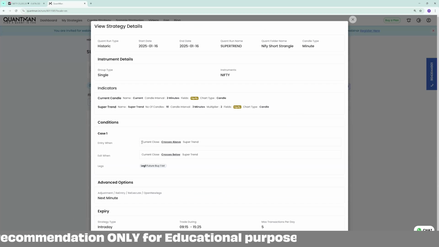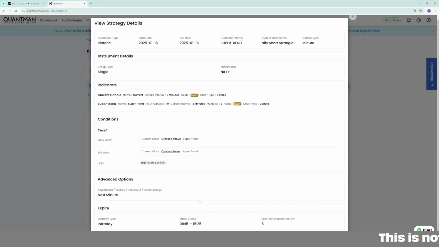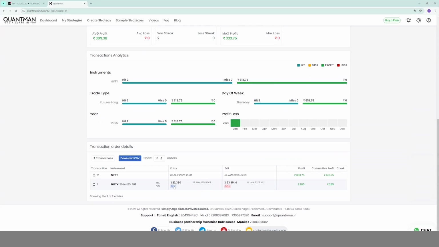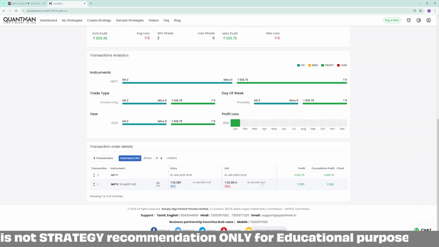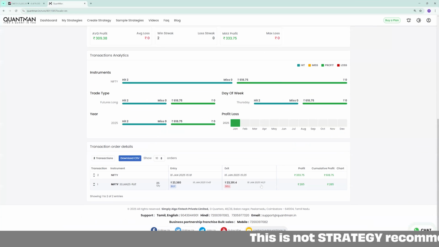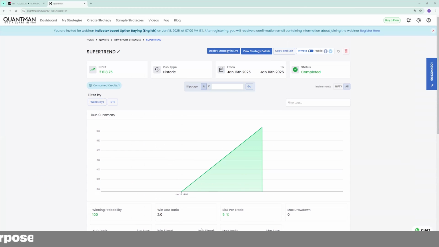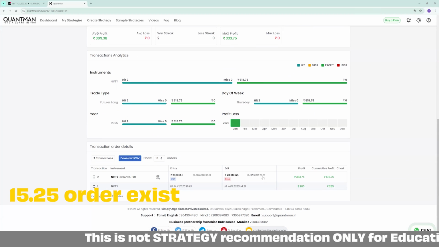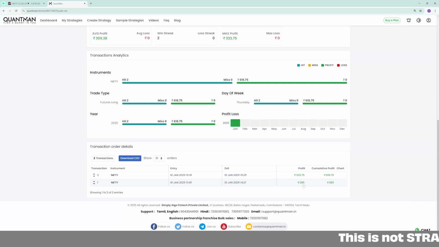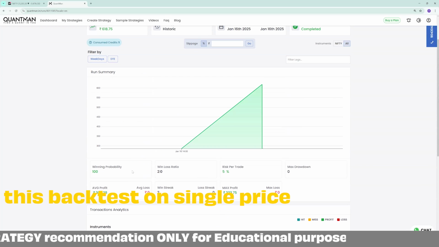Okay. My condition is current candle close crosses above Supertrend, which means, see here, 11:45. Entry order executed, and at 14:21 the trade will exit. Next, the time-based exit we have, which is 15:25. So at 15:25 order exit. Okay, total 2 trades, around 200 plus 300 profit, but in future these go to slippage. Okay, this backtest is on signal price.